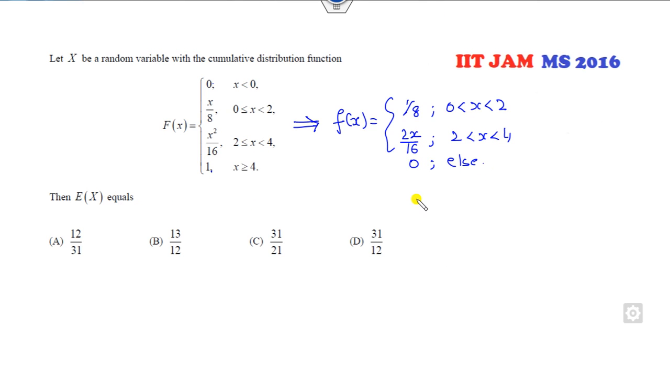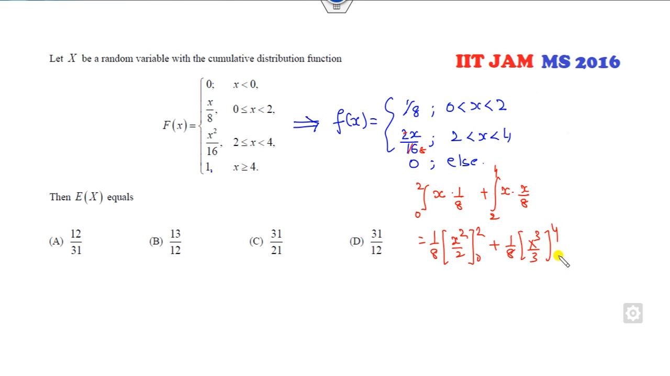Then what is the E of x? x into fx. x into 1 over 8 from 0 to 2, and x into x over 8 from 2 to 4. So you can solve it. So it's x square over 2 from 0 to 2. 1 over 8 is outside. x cube over 3 from 2 to 4. So what is the answer of this? 1 over 8 I can take common. 4 over 2 is 2 minus 0 plus 64 over 3 minus 8 over 3.